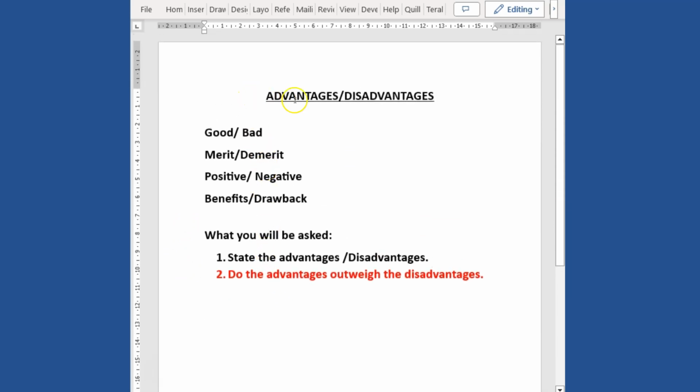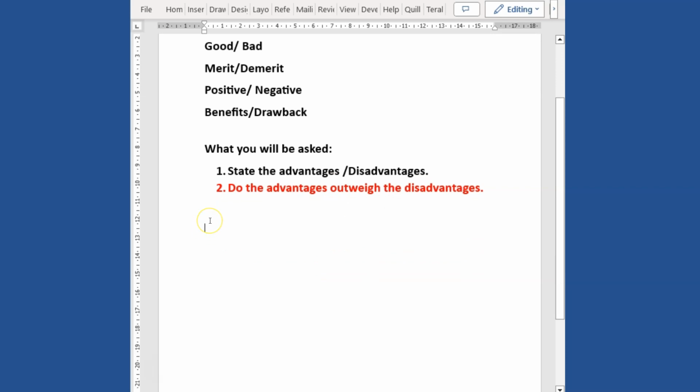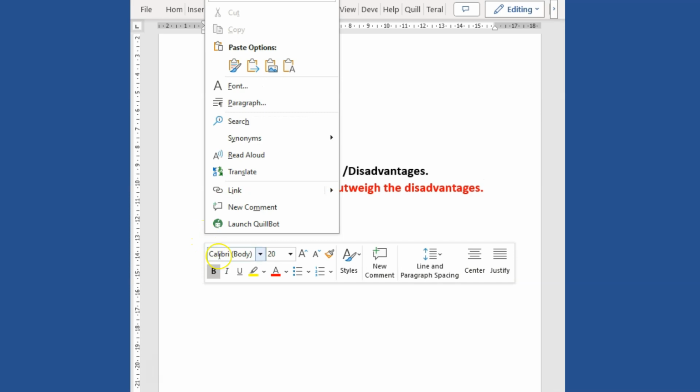So let's note, we are talking about advantages and disadvantages essay, and I stated that they might change the synonyms to good and bad, merit and demerit, positive and negative, or benefit and drawback. They are all the same. And I said that you might be asked to state the advantages and disadvantages, or if the advantages outweigh the disadvantages. So we are going to look at an example, and thereafter we will use that example to go through the essay. So let's look at an example.